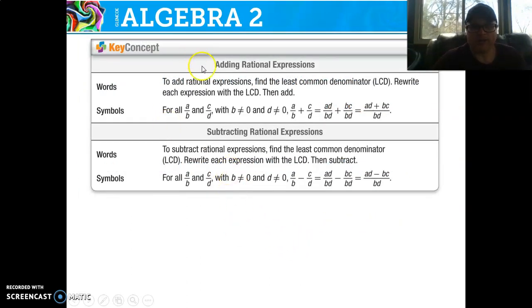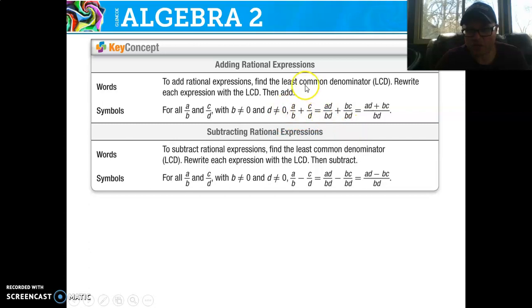Now, here we talk about how to add and subtract rational expressions using the least common denominator, or the least common multiple. And if you look at this closely, there's a little bit of a shortcut. If you see a over b plus c over d, it ends up being ad over bd plus bc over bd.